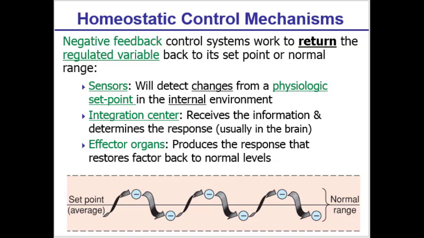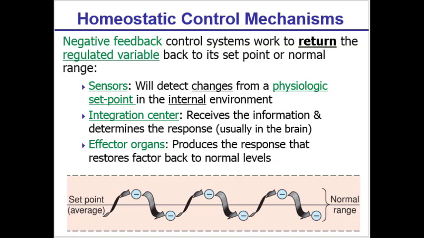And if we get too cold, if we dip below the set point average here, our flat line, we can start to shiver. So when our muscles contract, they generate heat, and that will warm us back up. So it's this constant process of dynamic equilibrium. Balance, but in response to disruption or changes due to the environment.